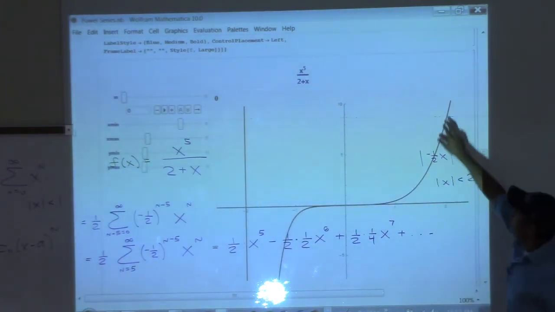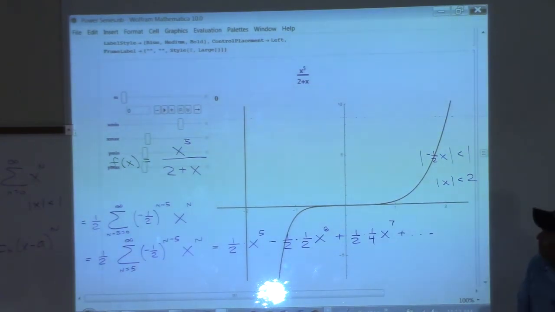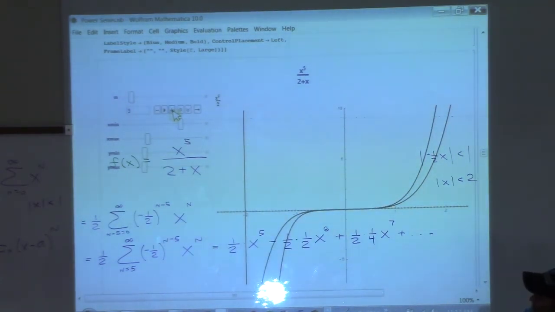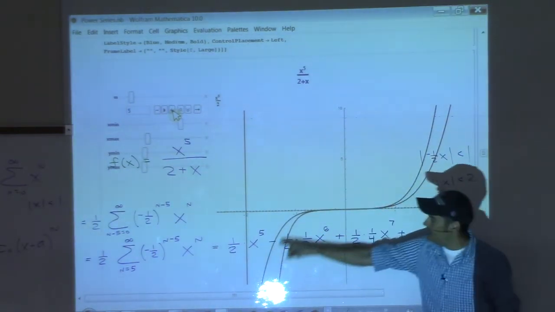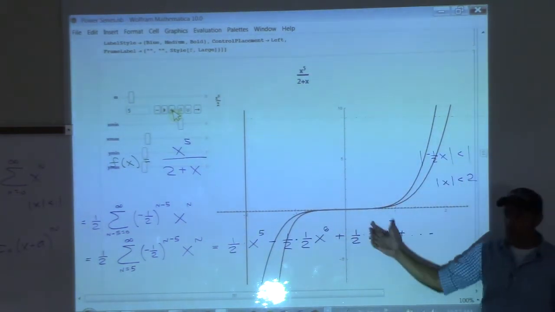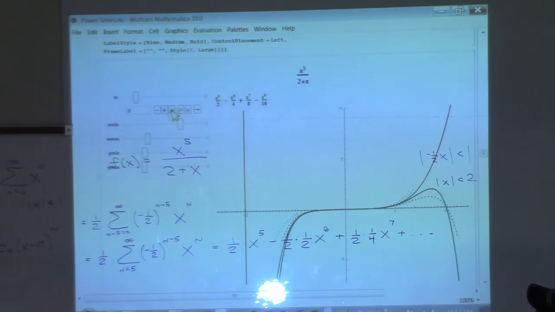So this is the original function, all right? And then here comes my approximations. So y'all pay attention to that right there. So I've got to go out. I'm not getting anything for the first 4 because it starts at the 5th power, right? So there we go. That's this one right here, 1/2 x to the 5th. And that's actually not that bad already, is it? It's pretty good. And then we just keep going. The next one's going to be better.